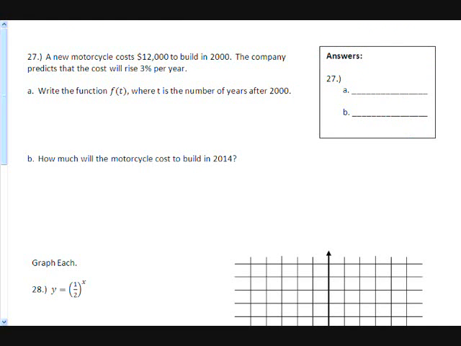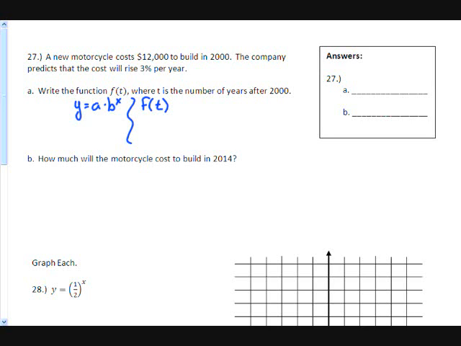This one says a new motorcycle costs $12,000 to build in the year 2000. The company predicts that the cost will rise 3% per year. And we want to write the function f of t, where t is the number of years after 2000. There are two approaches you can take to this. The first of which is to think of it in terms of y equals a times b to the x. Instead of looking at it in terms of y, I'm going to call it f of t, because that's what the question asked me to do.